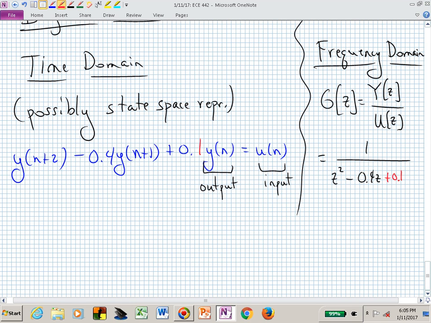Meaning if somebody now, even after one lecture of this class, if they said, is this system stable? You could plug that polynomial into your calculator or the quadratic formula, since it's second order, find the roots, find the magnitudes of those roots, and as long as their magnitude is less than 1, you can say, that system is stable.